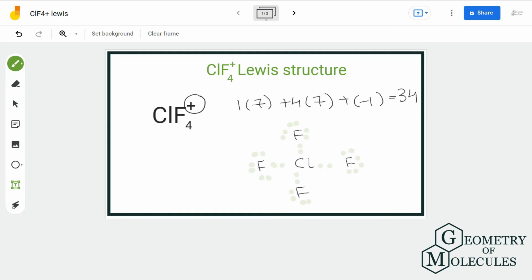We are still left with 2 more that we will assign to the chlorine atom as it can form an expanded octet. Now ClF4 plus is an ion, so we'll enclose it within a bracket. This is the final Lewis structure of ClF4 plus.